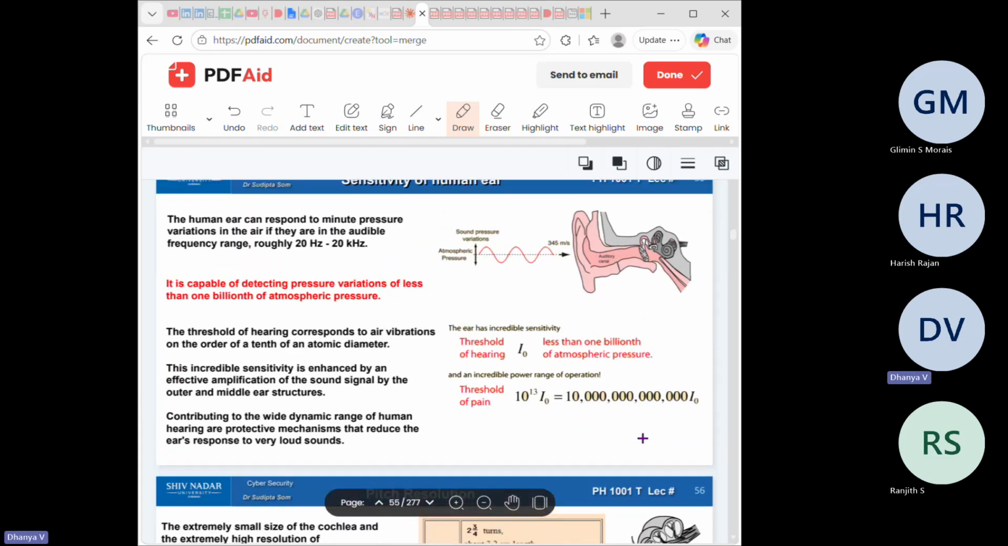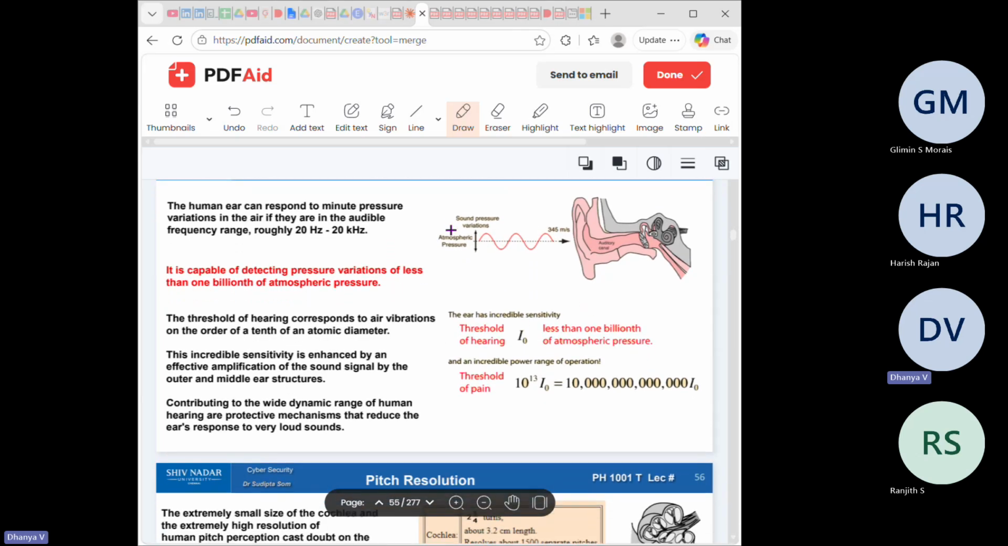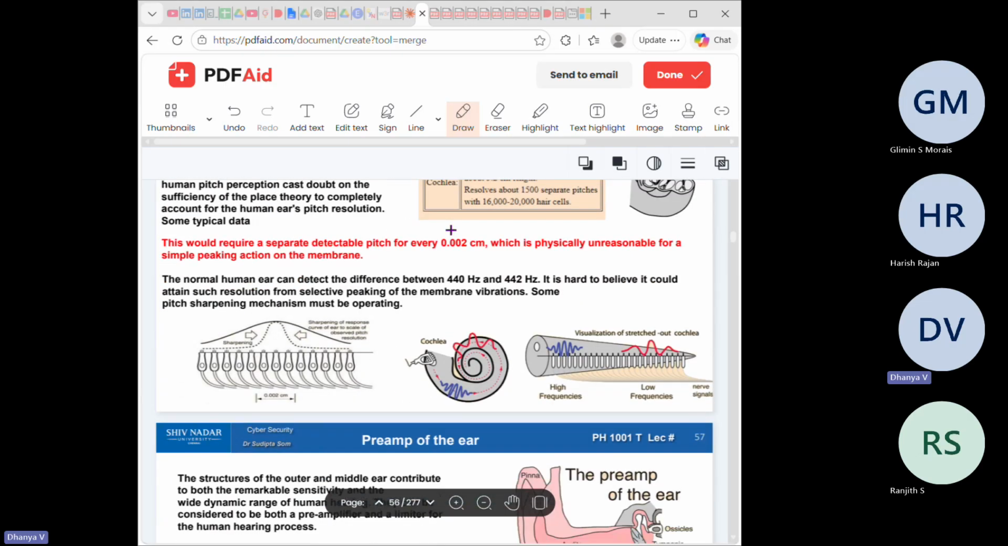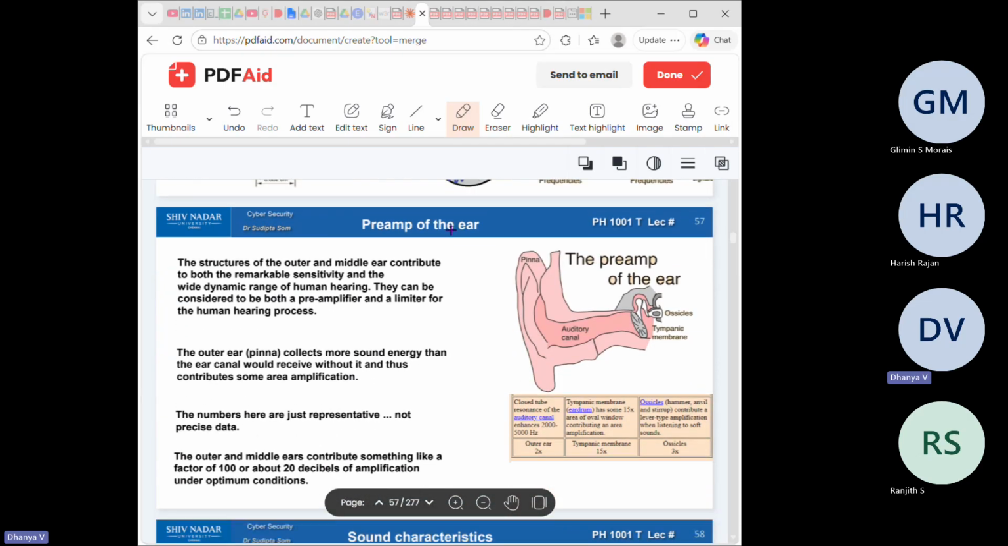So all of this sensitivity is shown here. This is not definitely needed. If you want, you can just skim through, but you won't be tested much on this.